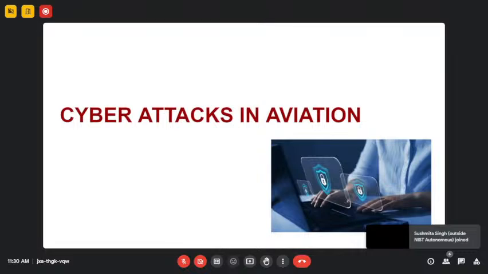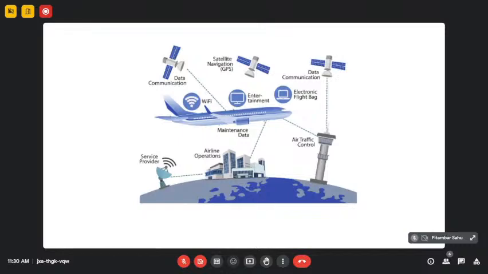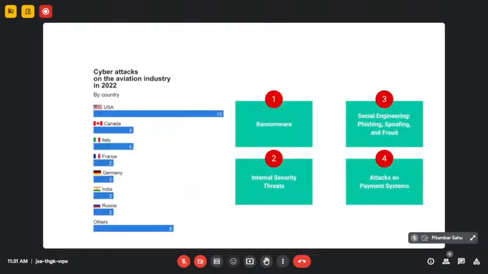And also when you talk about cyber attacks in the aviation industry, you can see that the airplane is being connected to different kinds of stations through Wi-Fi. Data communication, satellites, GPS, data communication, and air traffic control, airline operations are being monitored. So you can see that lots of communication channels are going between the aeroplane and the different stations to which it is connected, and everything is through Wi-Fi. So there is no wired connectivity. So when there is too much wireless connectivity, there is a chance for a security breach to happen.